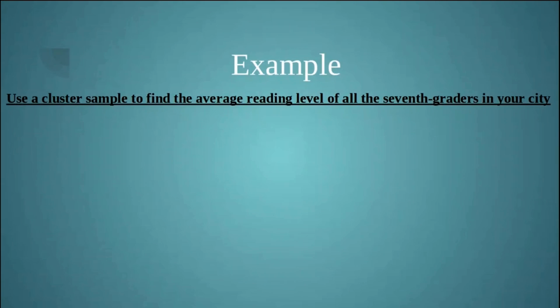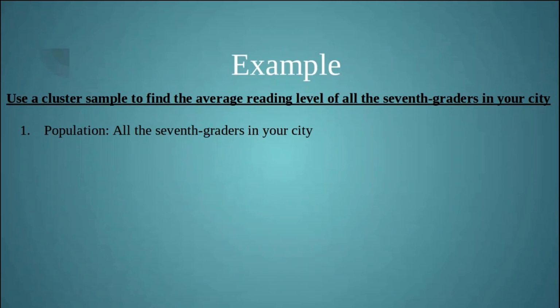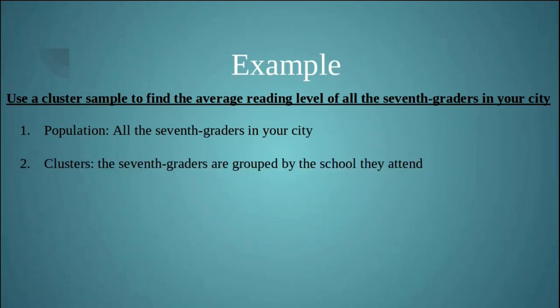Now, let's try an example. Use a cluster sample to find the average reading level of all the 7th graders in your city. So, let's go back to our 4 steps. Number 1, define the population. Our population is all the 7th graders in your city. Number 2, divide the sample into clusters. Our clusters, the 7th graders are grouped by the school they attend. Number 3, randomly select clusters to use in the sample.